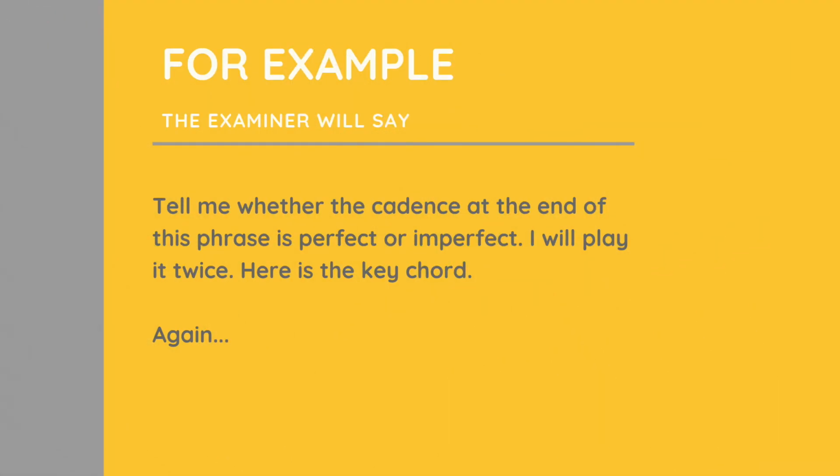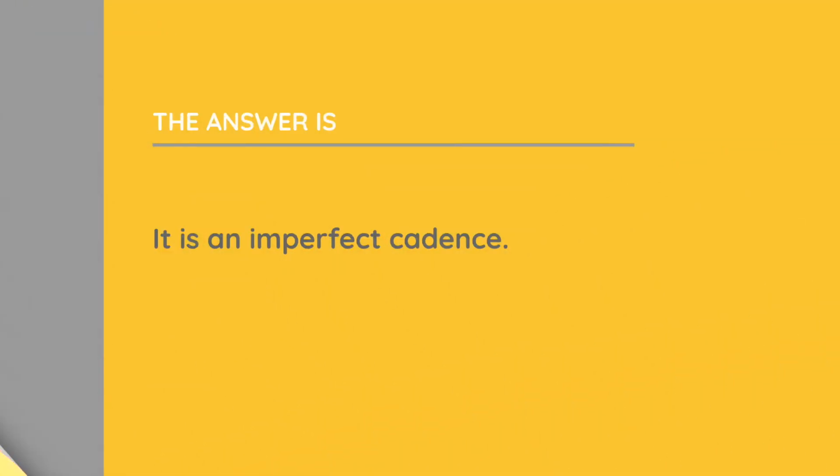The examiner will say this in the exam. Tell me whether the cadence at the end of this phrase is perfect or imperfect. I will play it twice. Here is the key chord. Again. The answer is, it is an imperfect cadence.